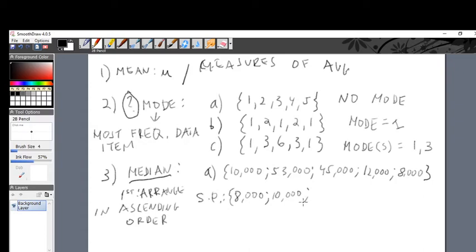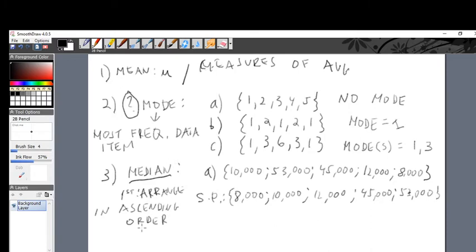The third one is 12,000. The fourth one is 45,000. And the highest is the 53,000. And that's the list. Okay, I didn't tell you what a median is yet.